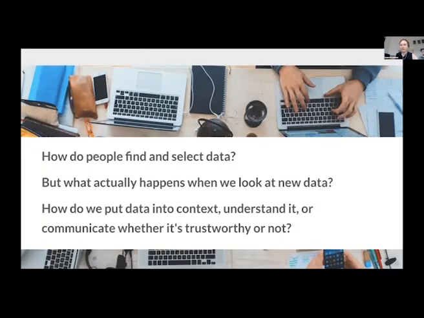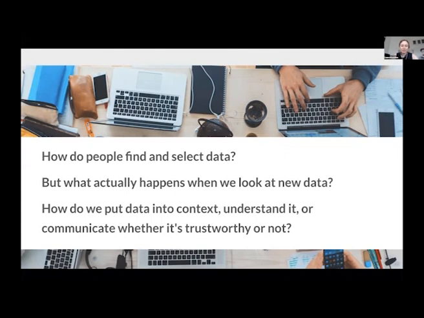I think we really all agree here that data is an important part of our daily lives. It shapes our understanding of the world and it informs the decisions we make. And so some of the questions we've been asking ourselves in this project is how do people find and select data that is online?